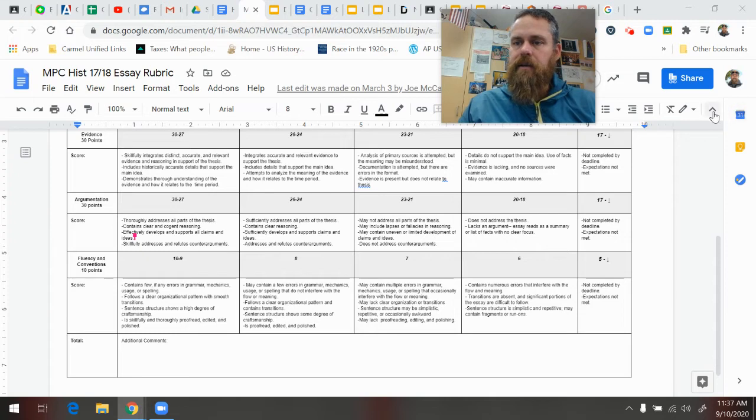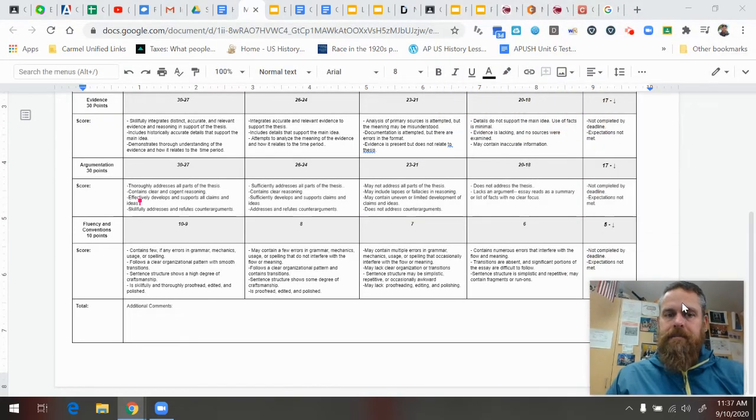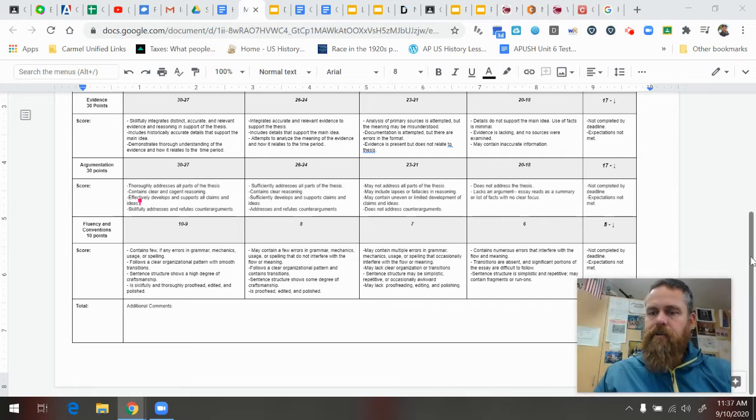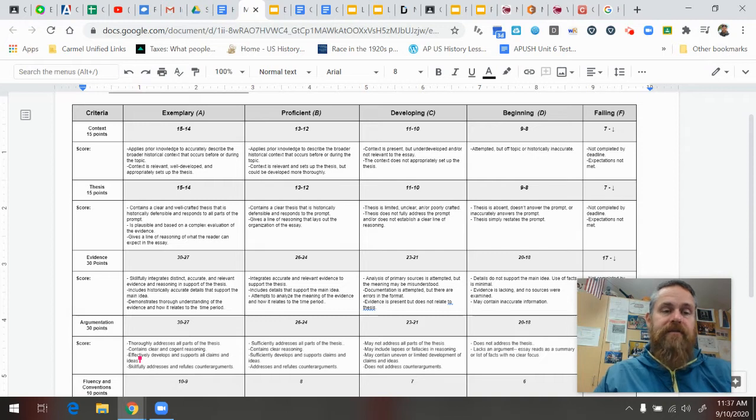Okay, let me make it a little bit bigger here for you. All right, so first category is historical context. So you're going to get 15 points. That's 15% of your essay grade is based on your ability to accurately describe a broader historical context that is occurring before or during the topic. So when you look at the prompt, what is it talking about? One of the prompts is asking about the French and Indian War. The other prompt is asking about the colonial regions.